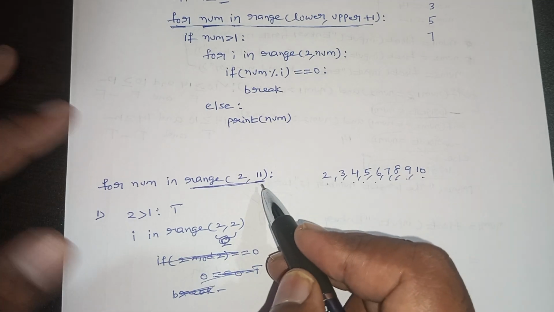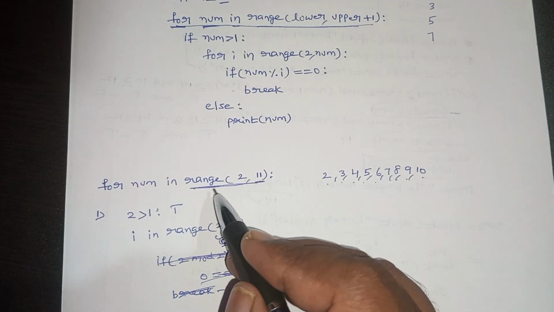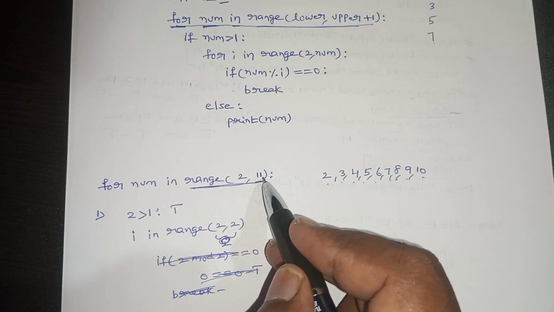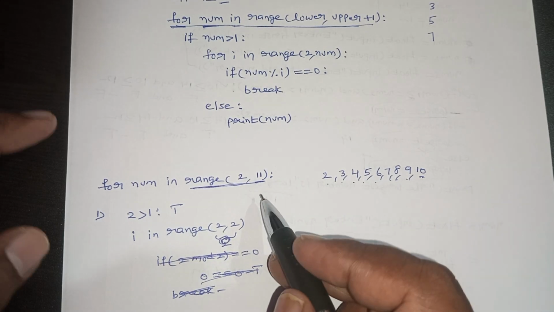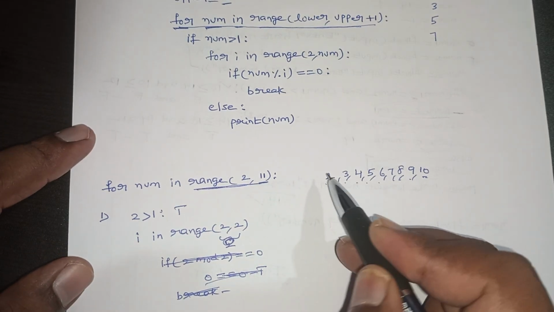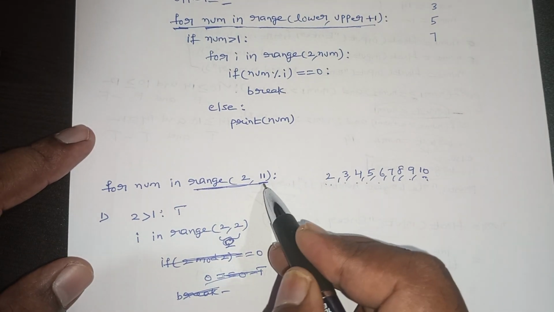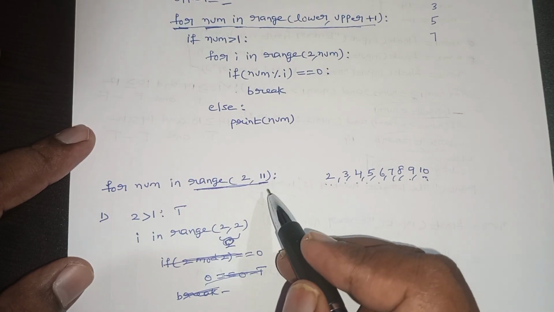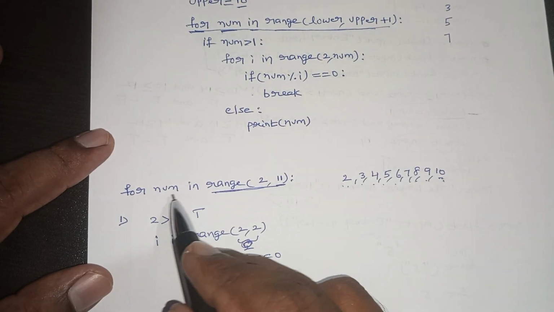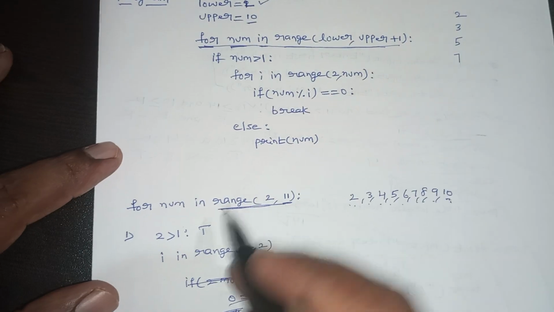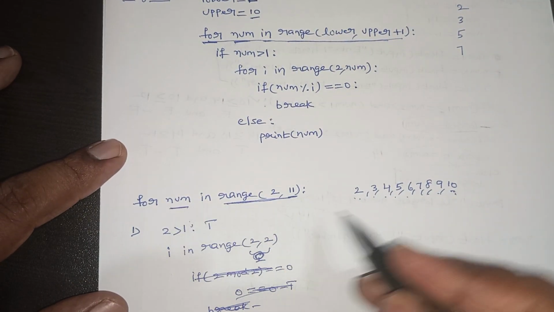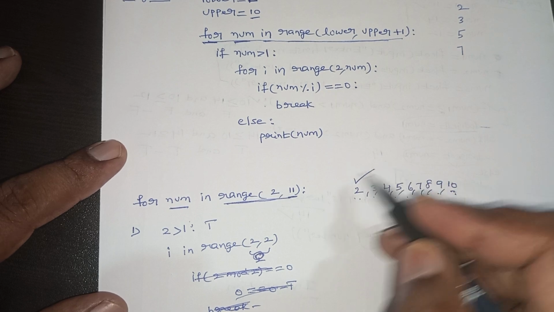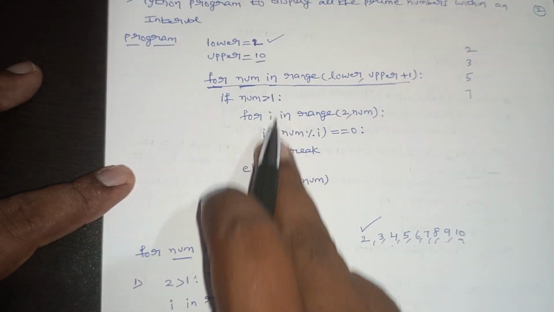So don't take 11. The range function always gives minus 1, 11 minus 1, so I'm getting 10. So 2 to 10. 11 means you have to take 10. So that is about the first statement. Now how to run the for loop? First num equal to, you take this, then you run this code.